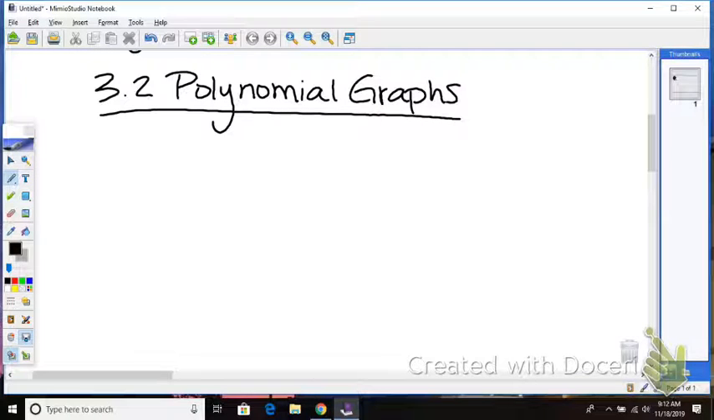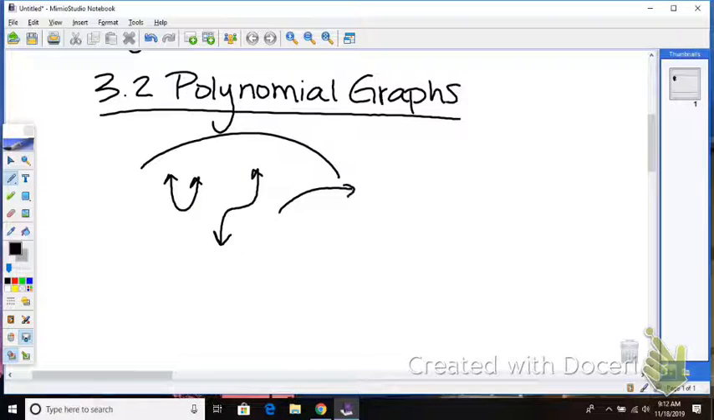And the difference in the last section was just quadratic, so it was just parabolas. Polynomials can be anything. Underneath the polynomial umbrella, you could have a quadratic, you could have a cubic graph, you could have a radical graph, you could have any kind of graph that there is, okay? But today we're just going to talk about what the end behavior is.